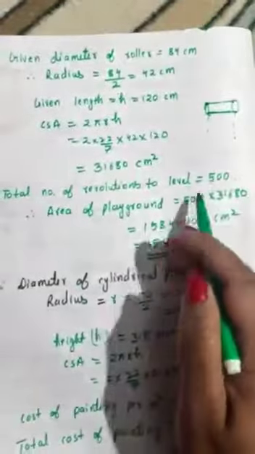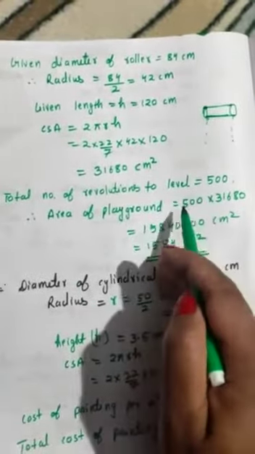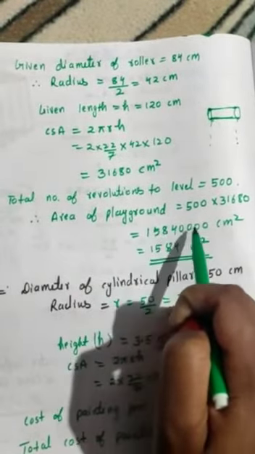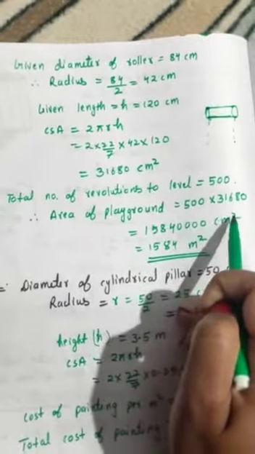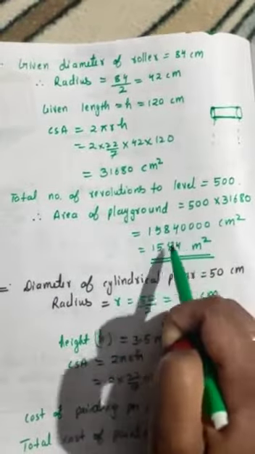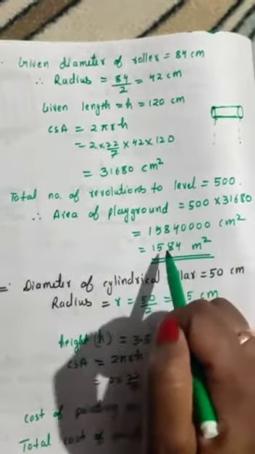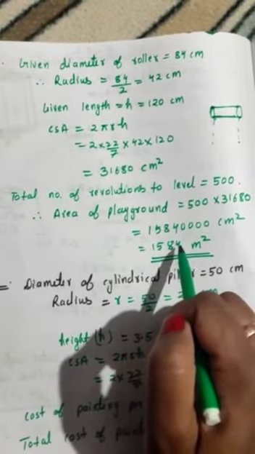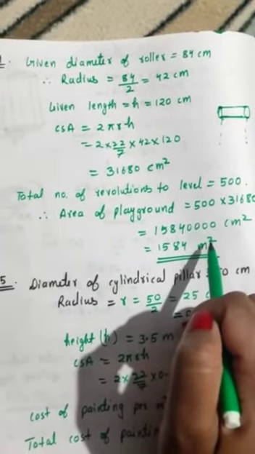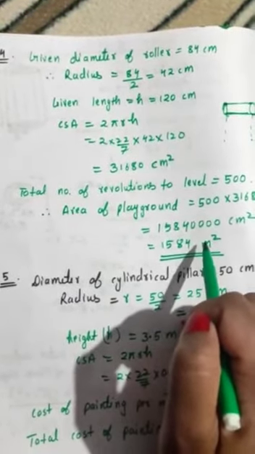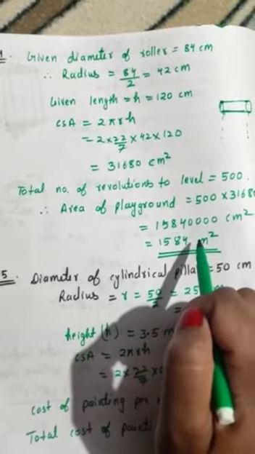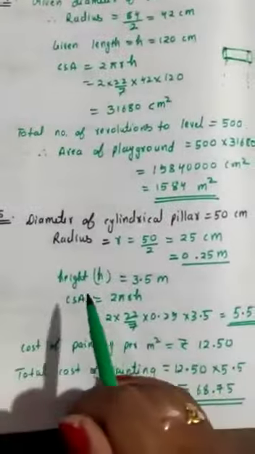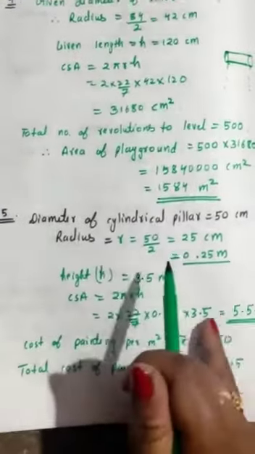Now you have to take total 500 revolutions. So just multiply it by 500. It will be 15,840,000 centimeter square. So instead of taking this big number, you can just write it in meter square. It will be divided by 10,000. So it will be 1584 meter square. Okay. So this is the area of playground. So I hope all of you have understood. And now we'll do the last question for today, which is a cylindrical pillar.